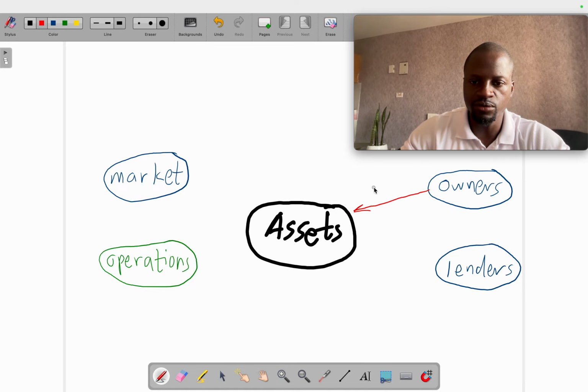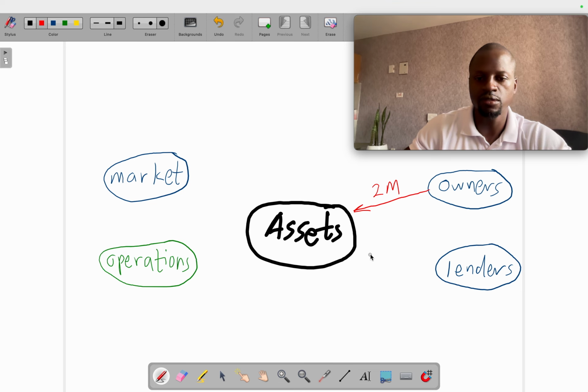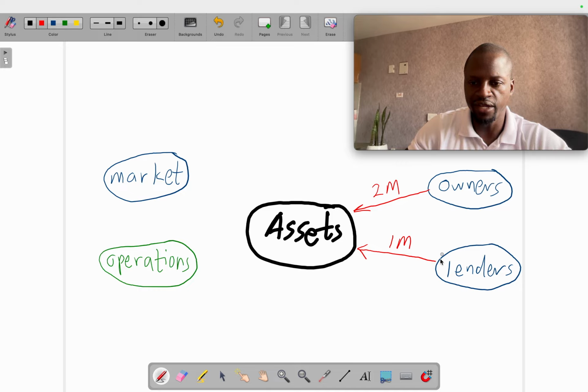Say the owners contribute assets worth 2 million. The owners feel like this is not enough, so they go to lenders and get more assets. So the lenders also contribute 1 million. As you see the arrow, the value came from the owners, 2 million, to the assets. The next step, the value moved from lenders, worth 1 million, and ended up as assets.